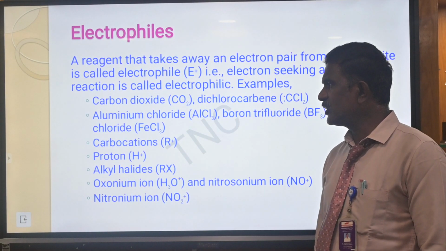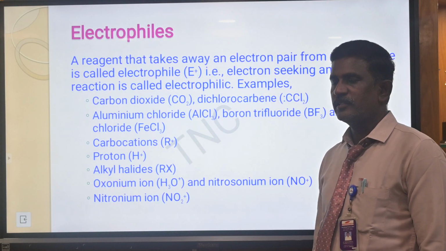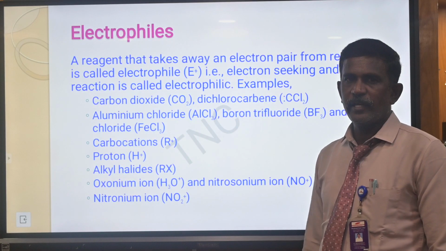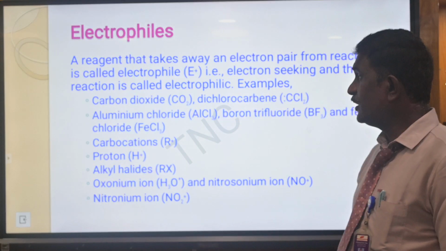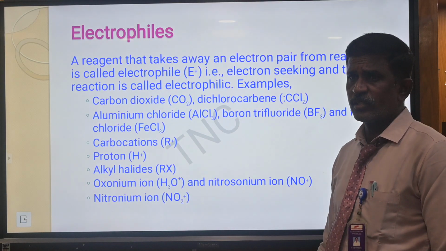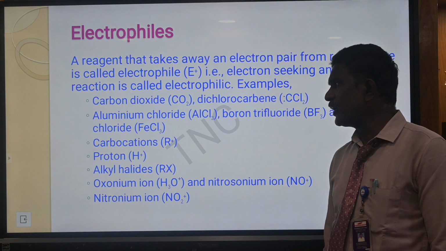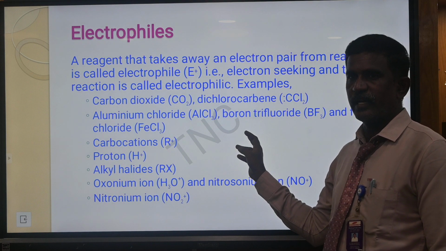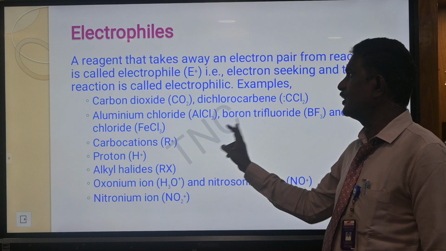Then positively charged electrophiles: carbocations, proton, oxonium ions, nitronium ions, and nitrosonium ions. These types of positively charged ions can also act as electrophiles. So these are electron deficient species, they attack nucleophilic centers.